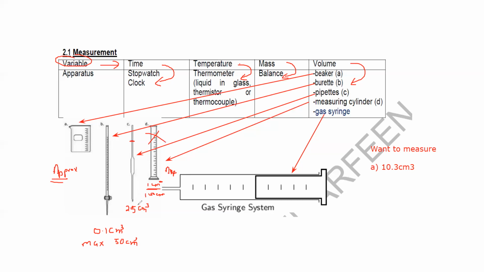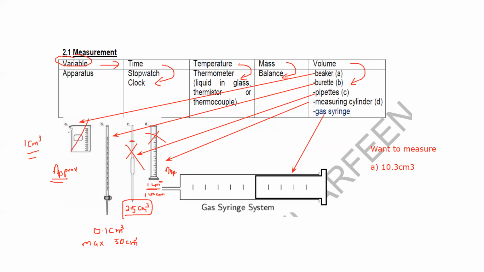What about a pipette? A pipette can measure accurately 25 cm cube, not more than that, not less than that. Like if I want to measure 24, 23, 24.9, I cannot use a pipette. What about the beaker? Same thing for a beaker. You can have different sizes of beaker, and a beaker can be accurate to 1 cm cube as well. It cannot measure decimals.